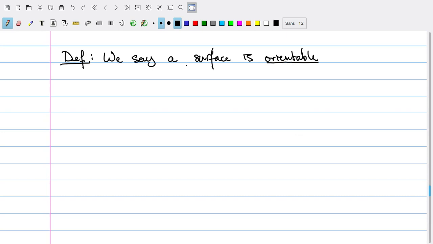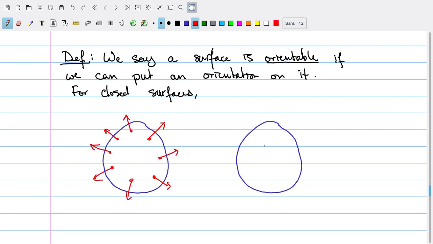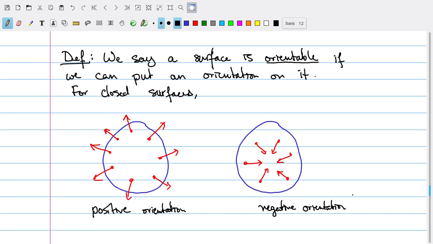We say that a surface is orientable if we can put an orientation on it, and for closed surfaces, we can even decide which orientation is which. In particular, closed surfaces have an outside and an inside. The inside being where there's a finite amount of space, and the outside being where there's an infinite amount of space. So, the one where the normal vectors point outwards is the positive orientation, and when the normal vectors point inwards, it's the negative orientation.